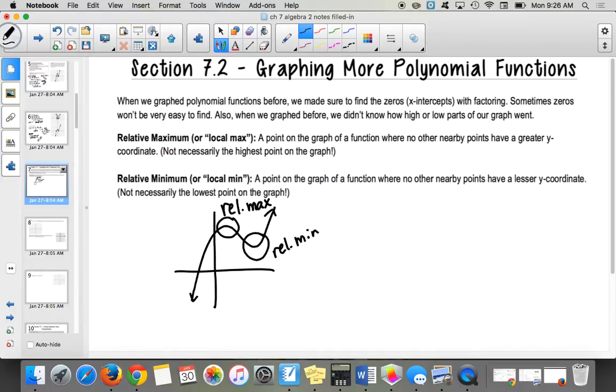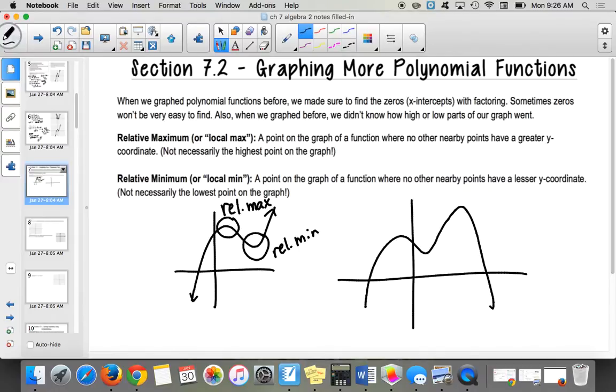Which one you call it, different books will call them different things. So some books will say relative max, relative min, and some will say local max, local min. Same with the absolute. If you talk about this, it's both a relative max, but it's also what we would call an absolute max. Sometimes they call it a global max.